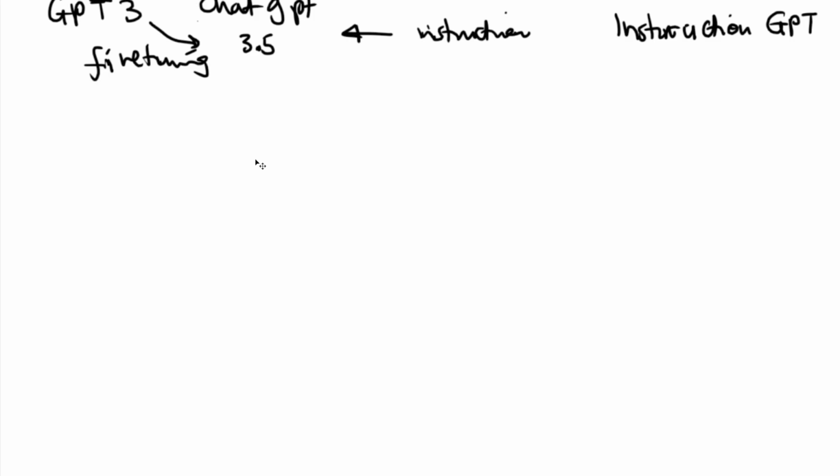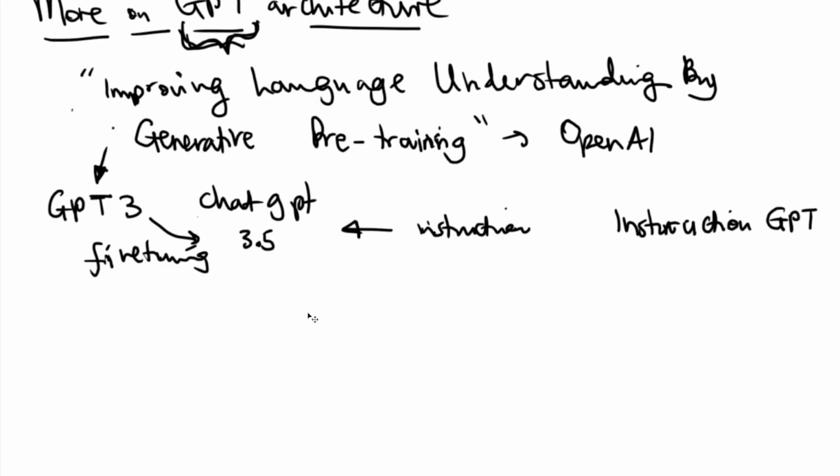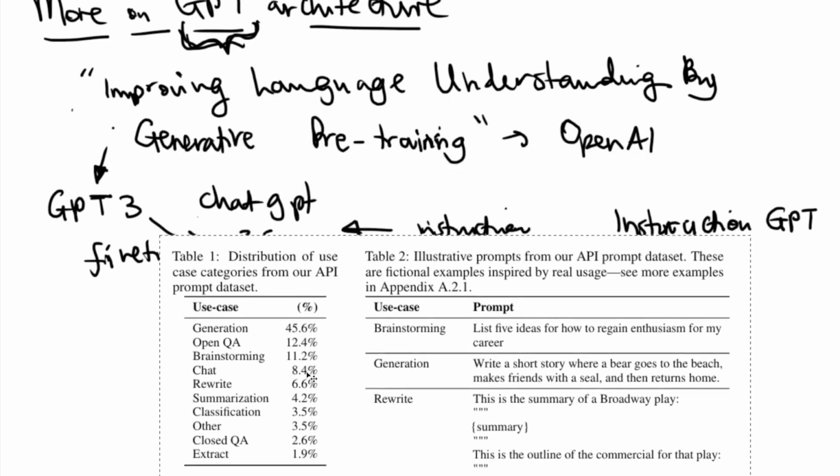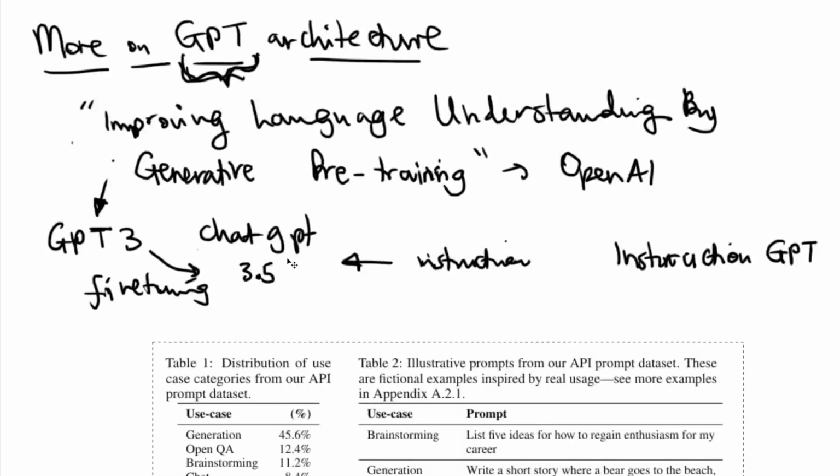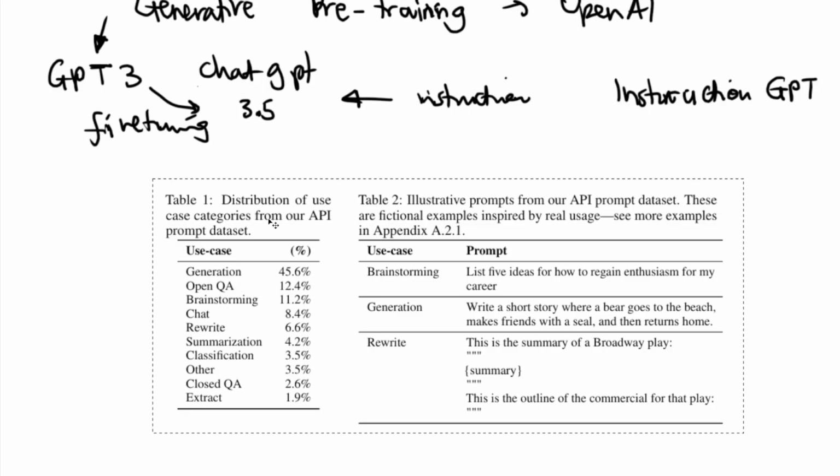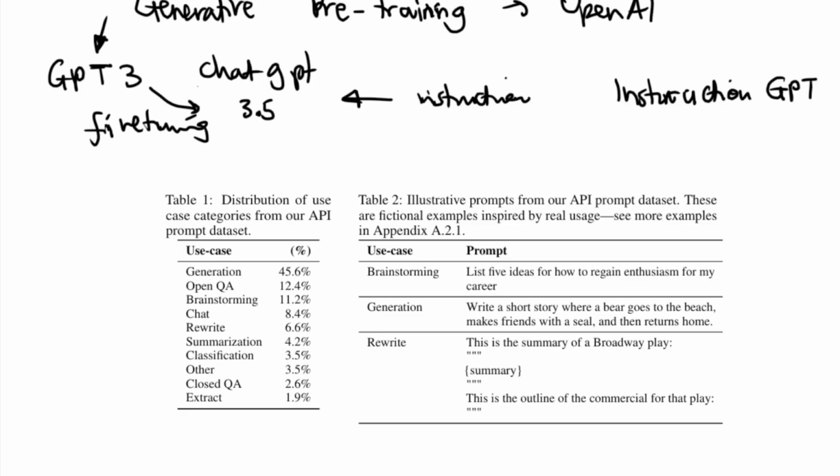Where did I put the table? I'm trying to see. Okay, yeah, there is the table. So this is the table where they talk about the distribution of the use case categories that they used in the instruction data set. So things like summarization, and they gave some prompts that they used. So you can pause the video and actually see some of the examples of the instructions that they used to move from GPT-3 to GPT 3.5.